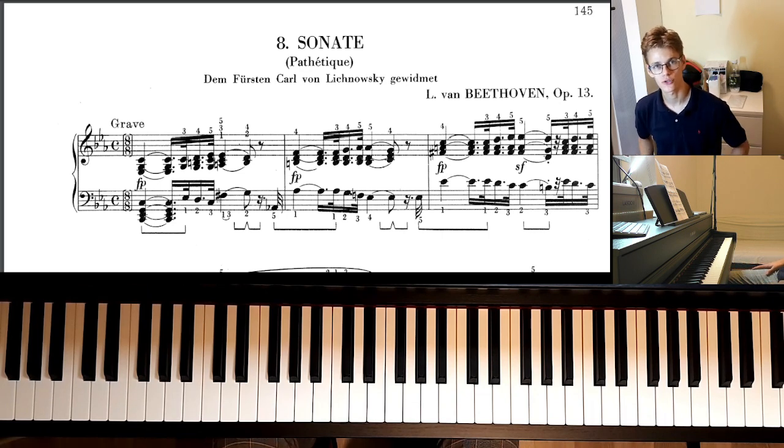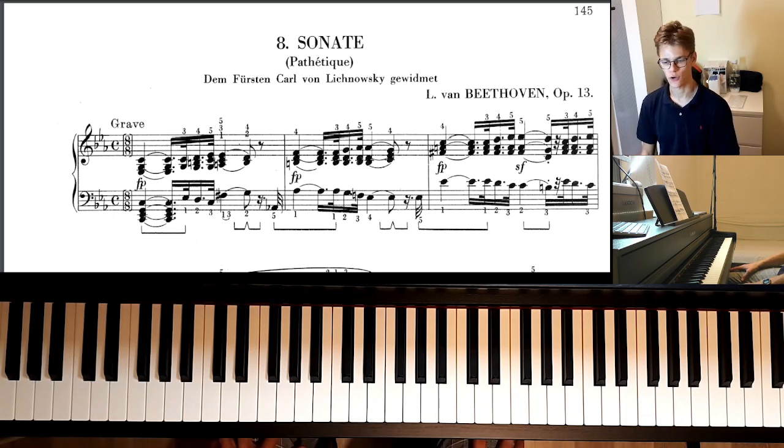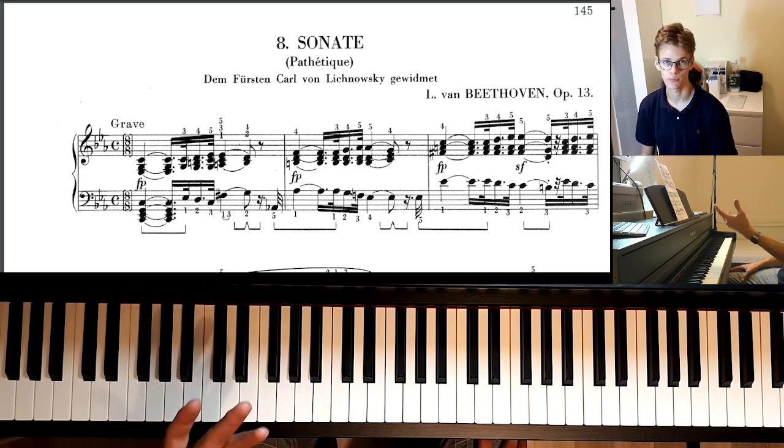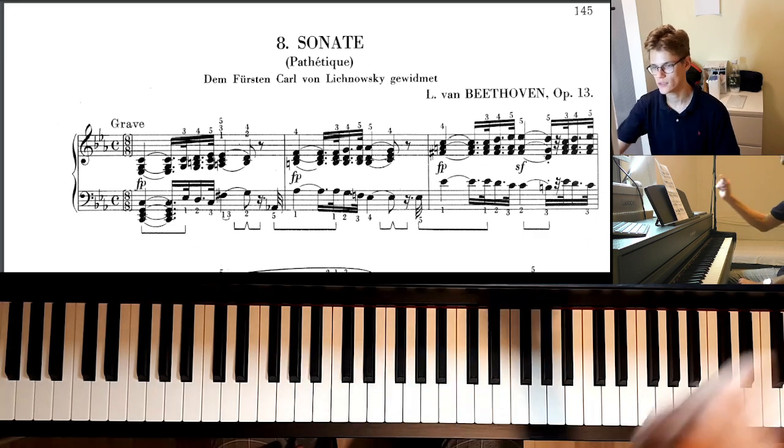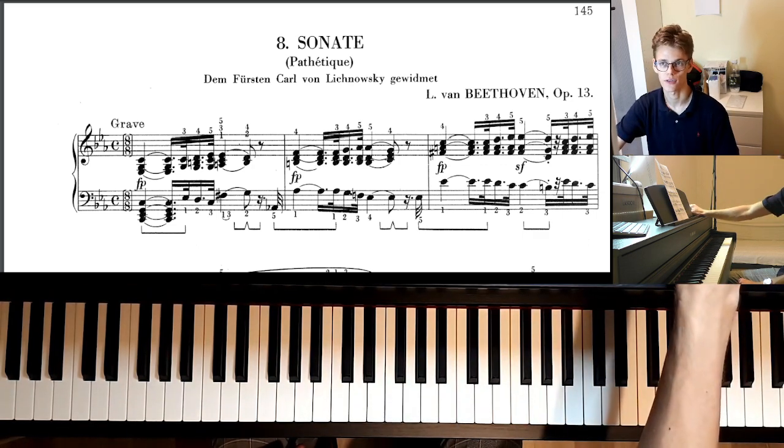Today I want to show you how I read notes. I will be giving you some questions you need to answer yourself when you try to read a new piece. In this instance I have a sonata by Beethoven, which is a very famous one, the Pathetic Sonata.